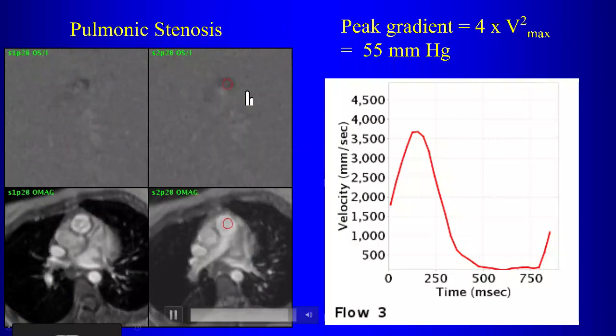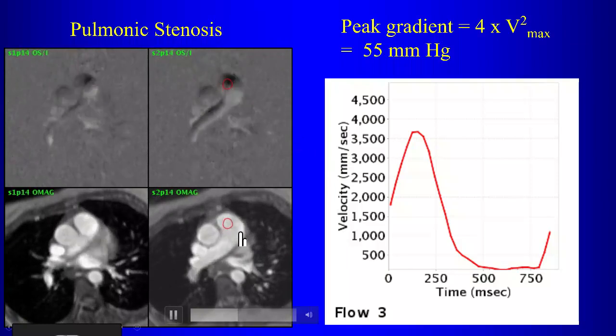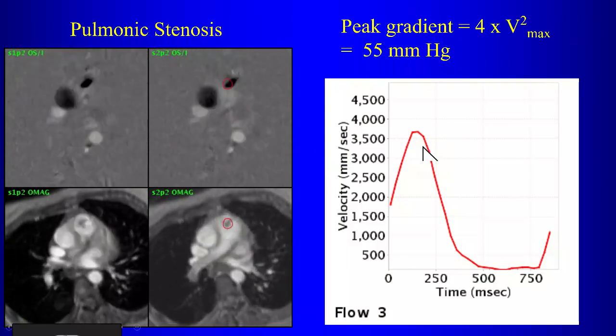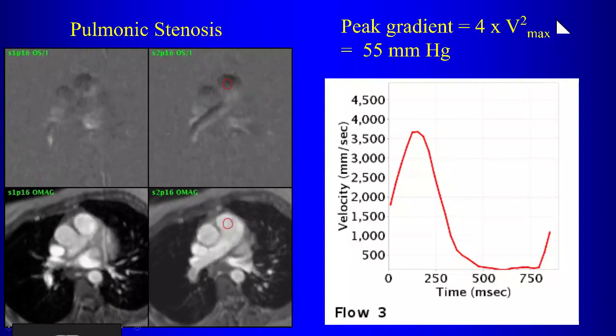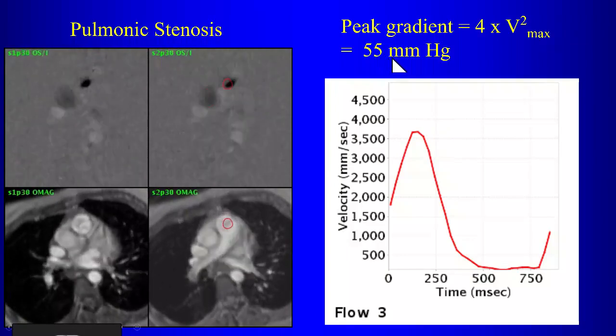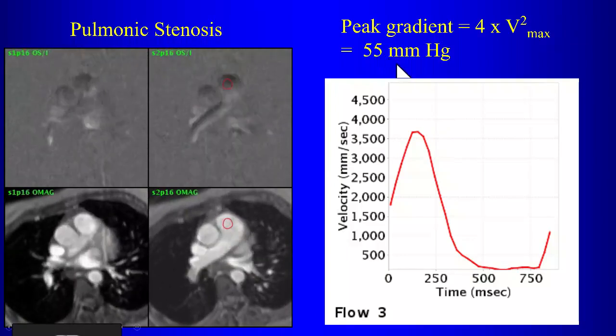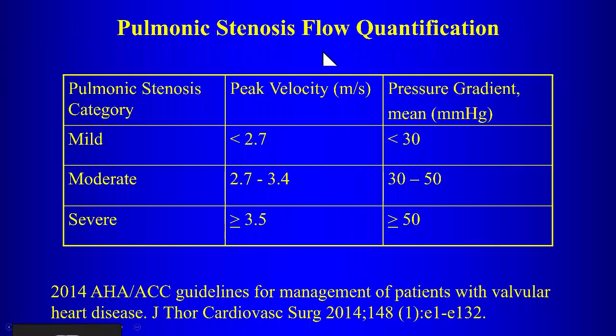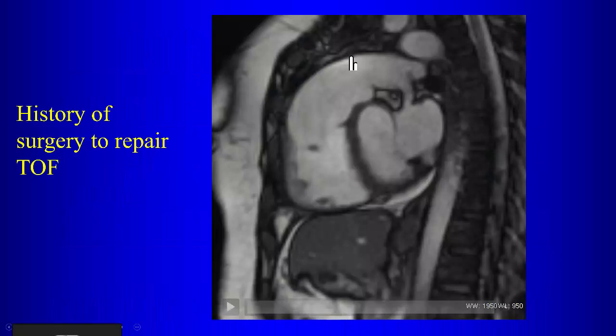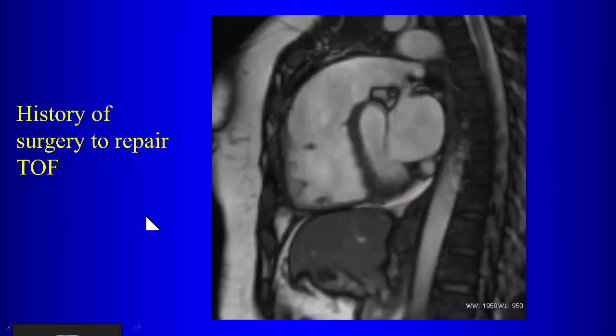Right? So phase contrast MR in the pulmonary artery, just above the valve, get our peak velocity there, convert that to meters per second, then that tells us what the peak gradient is in millimeters of mercury. Okay? And then, again, based on the peak velocity and the pressure gradient, there are criteria for how severe the pulmonic valvular stenosis is. Okay? This person had surgery to repair tetralogy of Fallot.